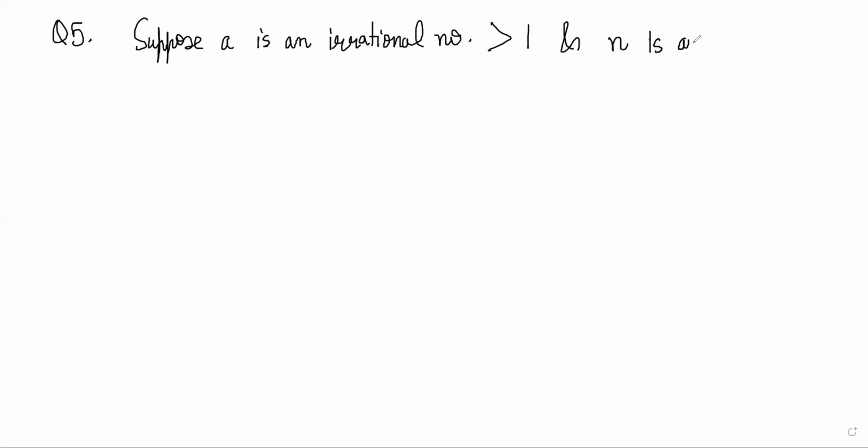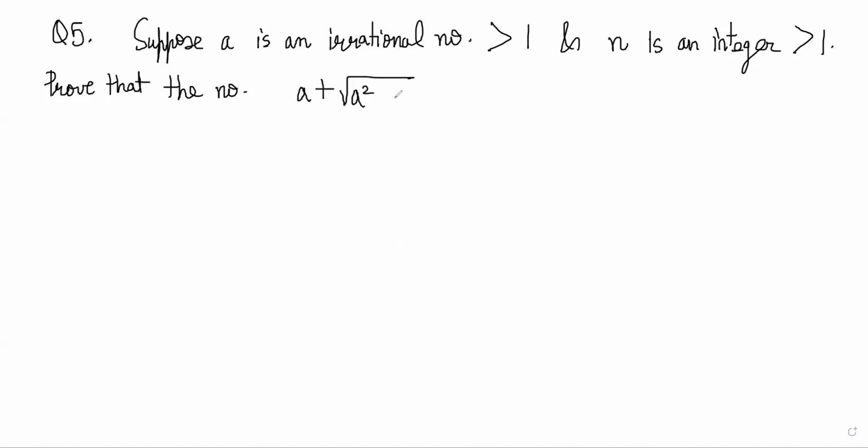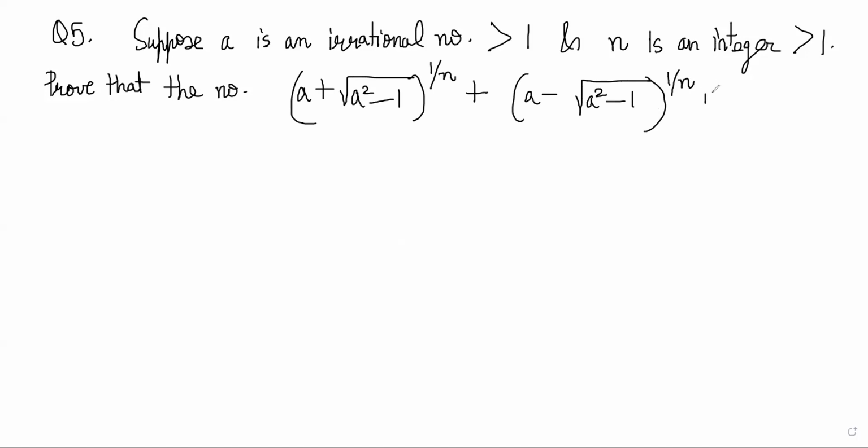Question 5. Suppose A is an irrational number greater than 1, and n is an integer greater than 1. Prove that the number a plus root over a square minus 1 whole to the power 1 by n plus a minus root over a square minus 1 whole to the power 1 by n is irrational.